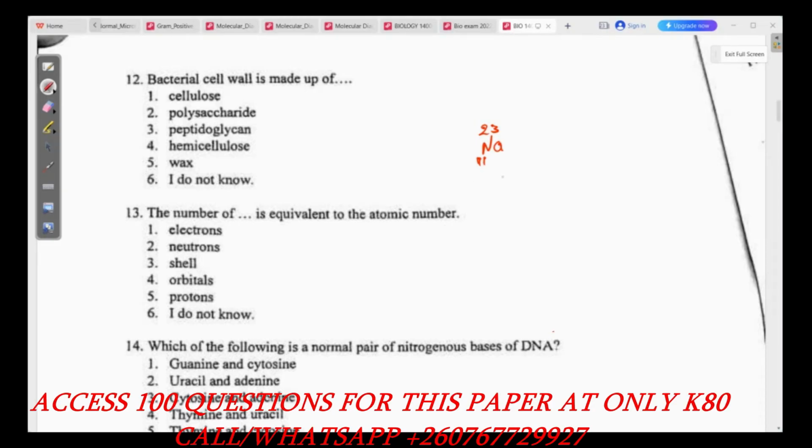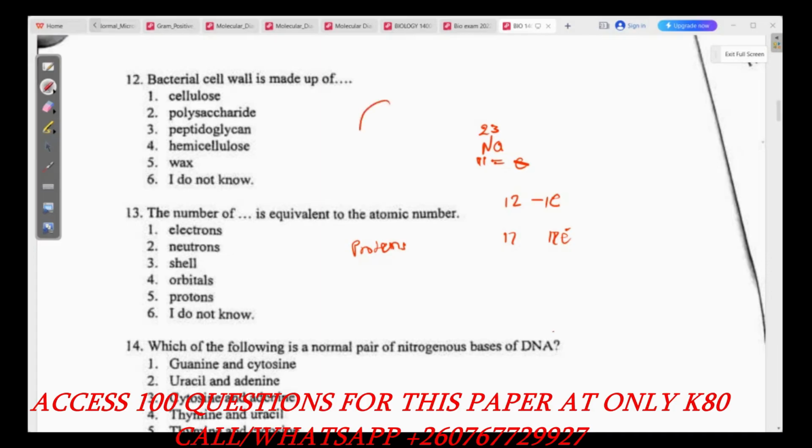This atomic number is equal to the number of electrons of an atom. If a particular atom has an atomic number of 12, it means that it has 12 electrons as well. If it has 17 as its atomic number, it also has 17 electrons. So the number of electrons is equivalent to the atomic number. This atomic number is also determined by the number of protons.